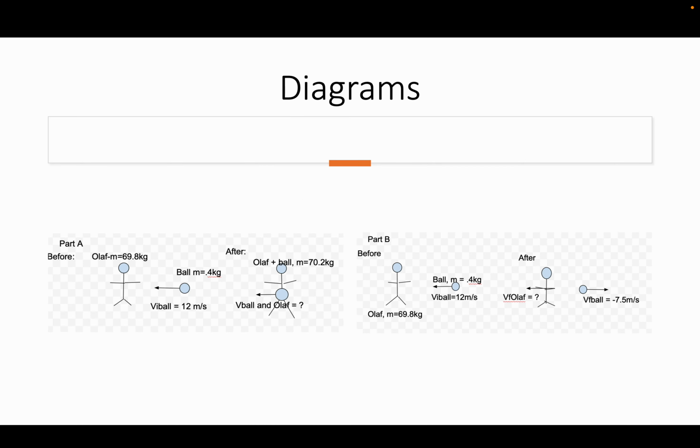So here are my diagrams. On the left, that's part A, so it's the inelastic collision where the ball collides with him, he catches it, and they move off in the same direction with a new velocity. And then part B is different. The ball bounces off at negative 7.5 meters per second. That must have hurt because that's pretty high velocity. And Olaf also moves away in the other direction. And so there's an impulse.